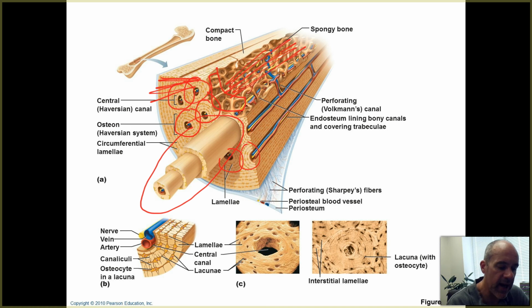Now, it's not entirely arranged in these telescoping cylinders like you see there. At the very edges, you just have big rings of compact bone that extend all the way to the periosteum, the covering on the outside. And those are called circumferential lamellae that go all the way around the outer surface of the bone. Circumferential refers to the circumference around the outside of a circle.